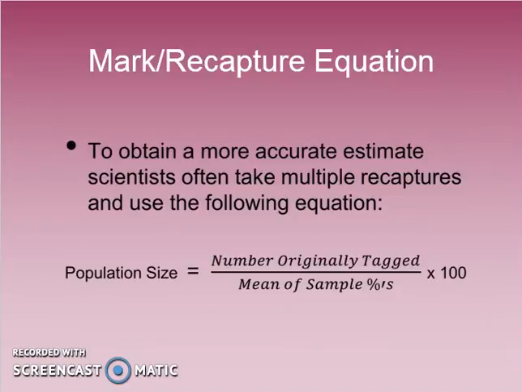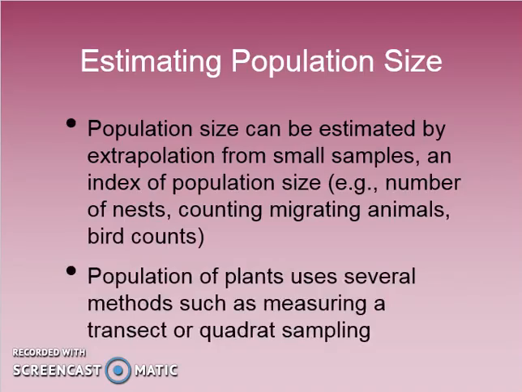So again, the number of originally tagged, so my 20, divided by the mean percentage of my sample. So that was 2. 20 divided by 2 is 10. 10 times 100 is 1,000. So that would give me my population size. Again, estimating population size. We're extrapolating from a small sample to basically determine the larger number.